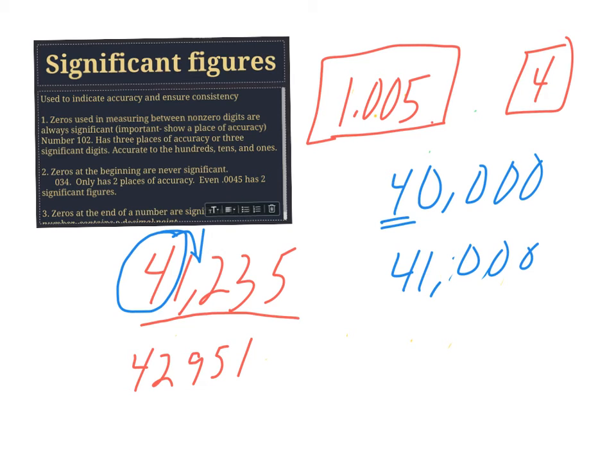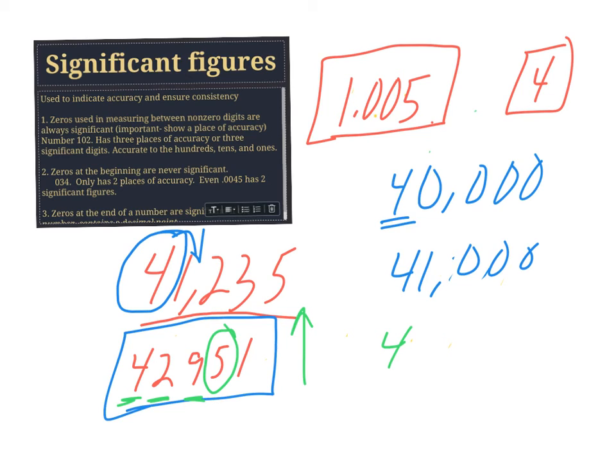The last one I have is an example of a kind of tricky problem. If you have the number 42,951 and you want to round off to 3 places, what you could do is look at the first place, the second place and the third place, and then you of course need to consider the digit behind. The digit behind is a 5, so that means we're going to round up.